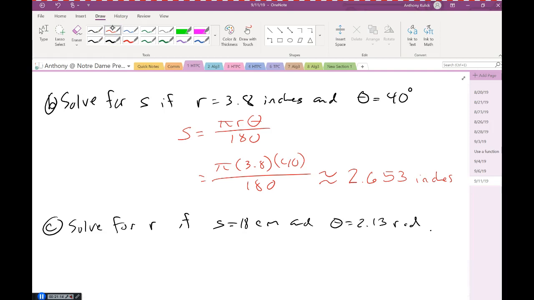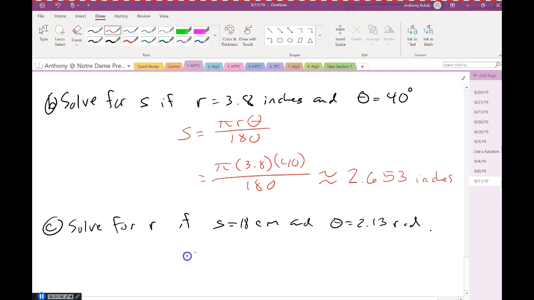So we'll do another here. It says solve for r if S is 18 degrees and theta is 2.63 radian. Oh, I'm sorry, 18 centimeters. Did I say degrees? My apologies. What do I do in this situation? Still going to use which formula?